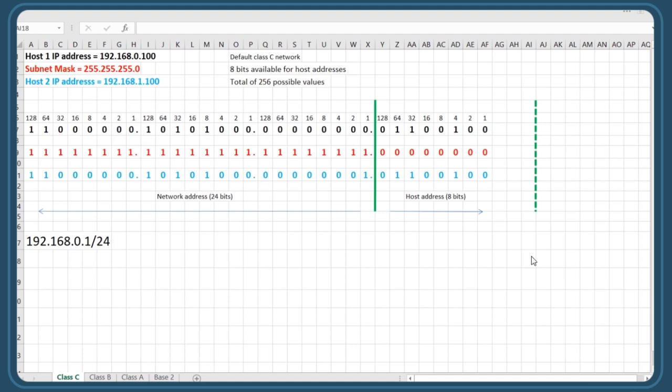Now, for this example, I've made some changes to the configuration of the two host addresses, and I've gone back to the Class C. And the reason for that is because a Class C network is fairly small, only 256 possible values. So if you have two Class C networks, then you have to route between them for everybody to see everybody. And we can see that in the configuration of these two hosts. I've made the host portion the same for both of them. So host one is 192.168.0.100. That has not changed since our earlier demonstration. But I've changed host two to 192.168.1.100 still. So the host portion is the same, but the network portion has changed.